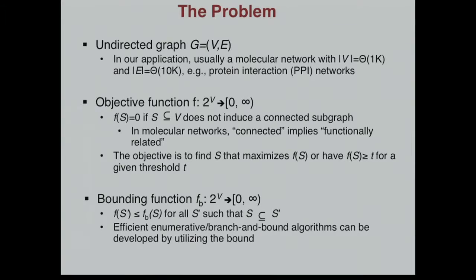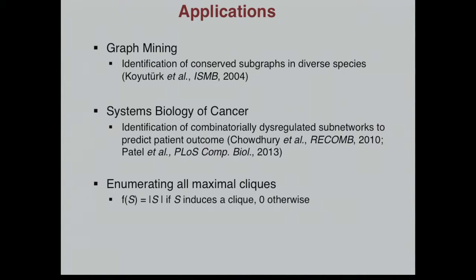In molecular networks, this is interesting because connected means functionally related. And of course, you can also generalize the notion of connectivity. We also assume that there is a bounding function. This can either be a hereditary property, or we might be able to bound the score of a subgraph given the scores of its subgraphs. So the idea is, can we use enumerative or branch and bound algorithms efficiently if we have such a bounding function, or if the property we are looking at is hereditary?